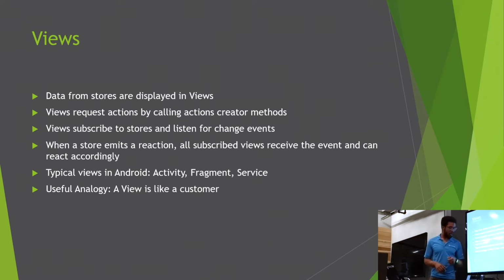Views. So we already know the analogy here. A view is like a customer. A view is the person who is ordering the food, right? So data from stores are displayed in views, displayed in air quotes, because views don't have to be visible, right? Views request actions by calling the action creator methods, and we discussed that. Views subscribe to stores, and then they listen to change events from those stores. This is where that pub sub pattern comes in.